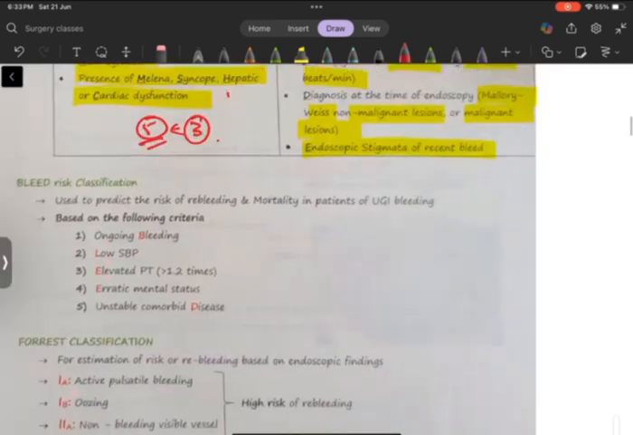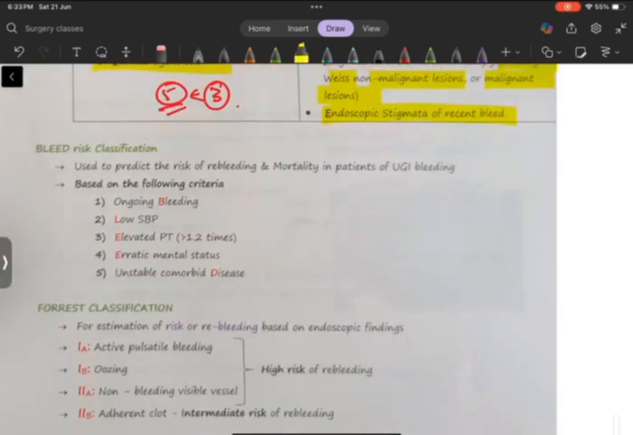Okay, then bleed risk classification. This is used to predict the risk of rebleeding and mortality in patients with upper GI bleeding. That is, what is the chance that this bleeding can happen again, or what is the chance that the patient might die because of this upper GI bleeding; that is called bleed risk classification.